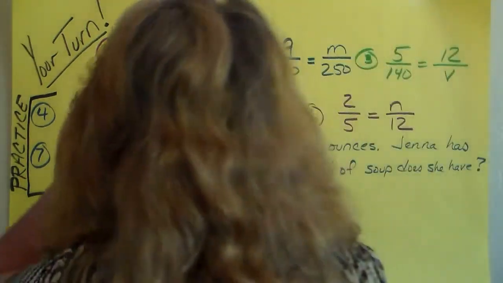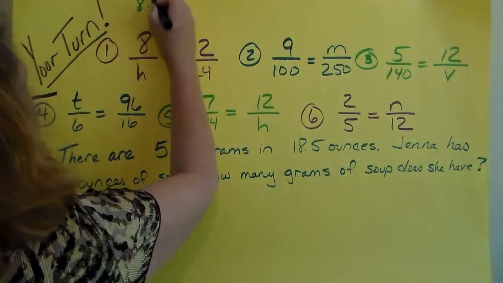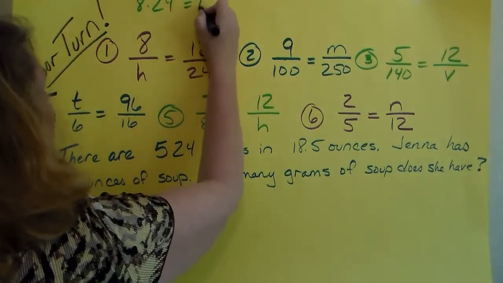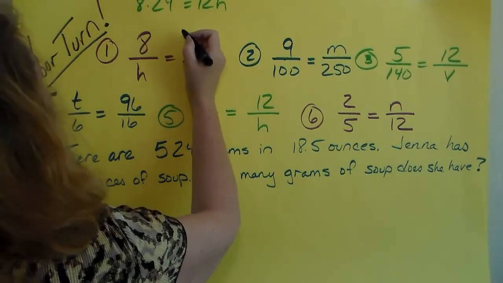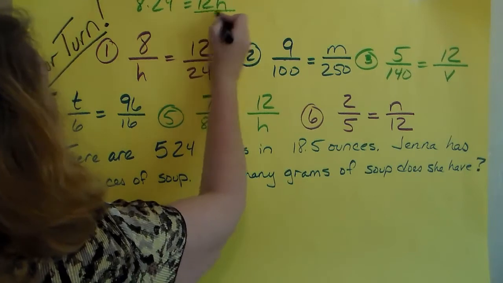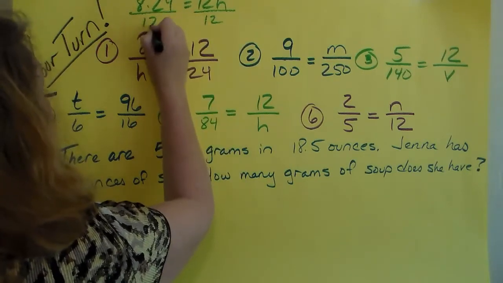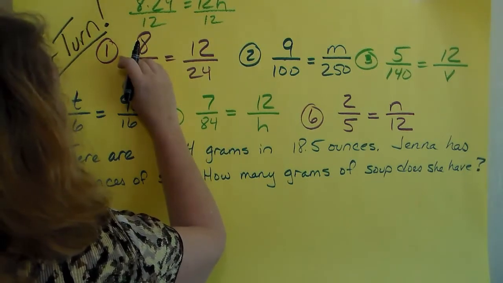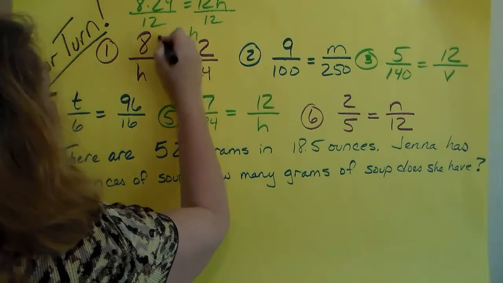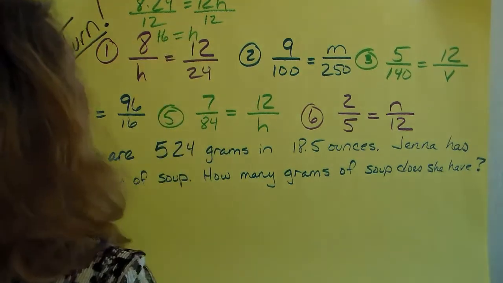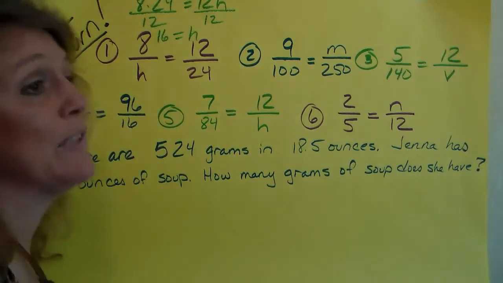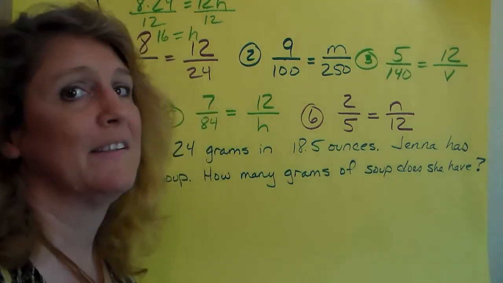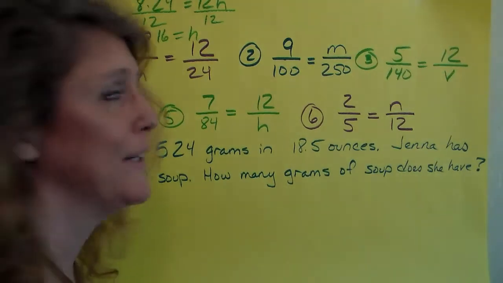All right, so 8 times 24 equals 12h. I'm going to divide each side by 12. And h equals 16. Oh, I'm going to do magic math. 16 equals h. How'd you do? Ask me tomorrow and I'll explain to you how I did that in my head.